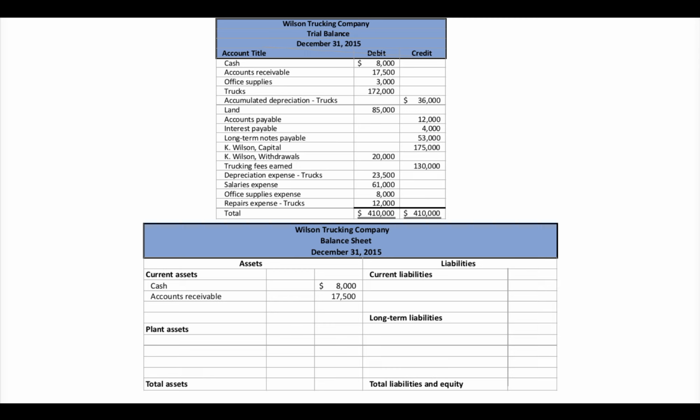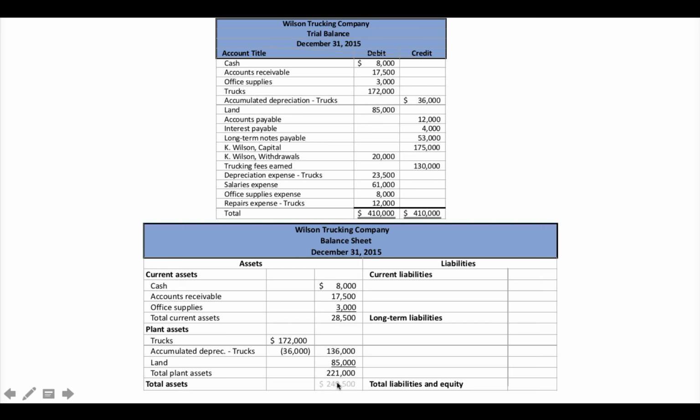Cash, accounts receivable, office supplies, those are all going to go on my current assets side. As far as plant assets go, in this case, I'm a trucking company, so trucks obviously going to be my major plant asset, and then I guess land to park it on. So we'll total out our plant assets, which are our long-term assets, together with our current assets. That will give us our total asset balance.